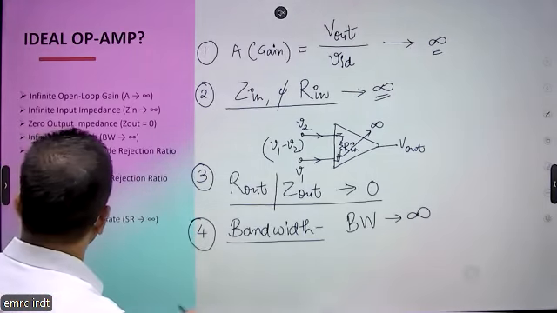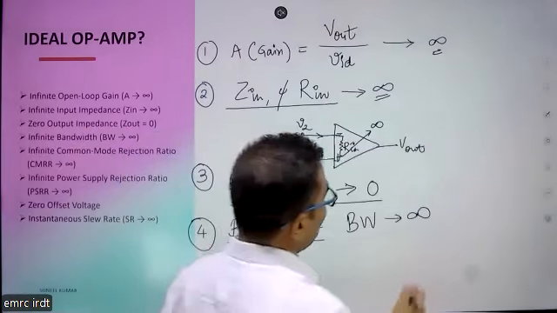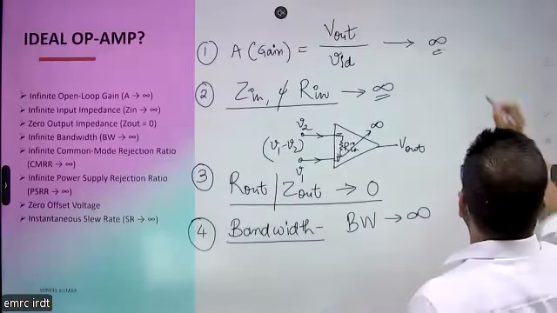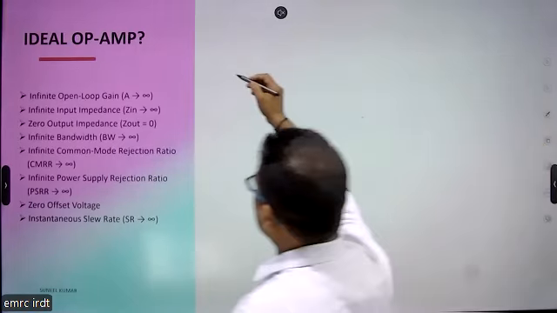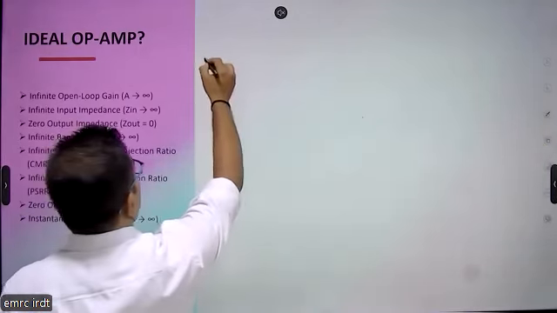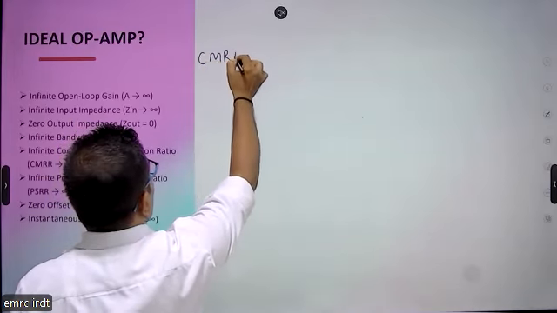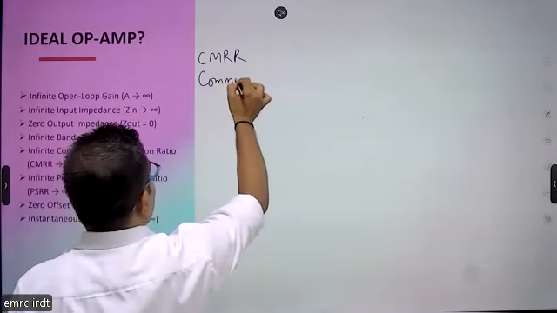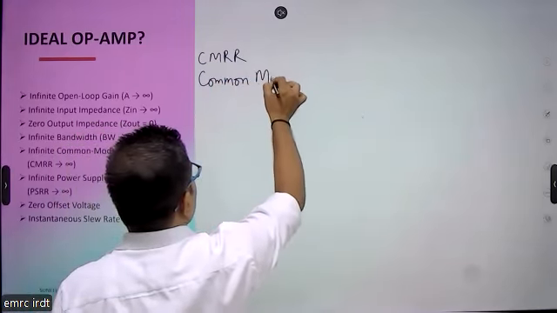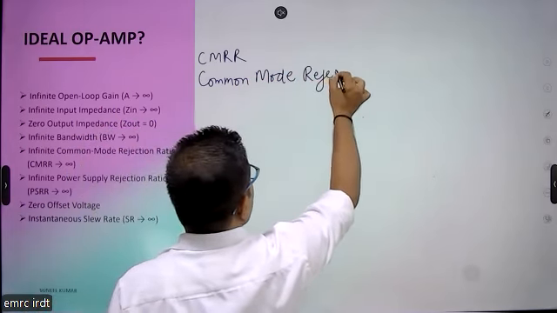Then next we have infinite common mode rejection ratio. What is the meaning of this term? This is written as CMRR. In short form, it is written as CMRR, that is, common mode rejection ratio.